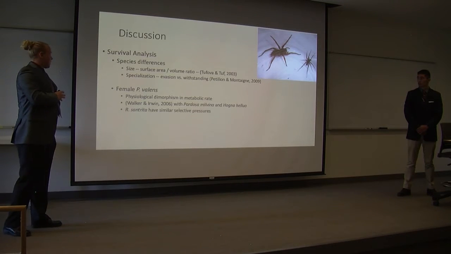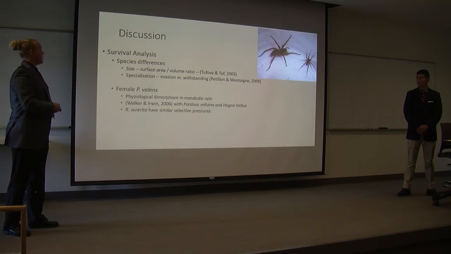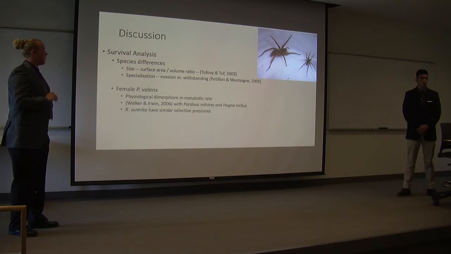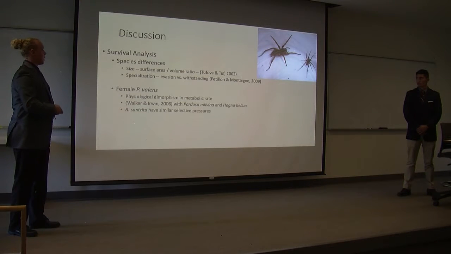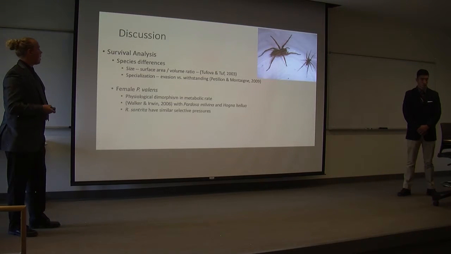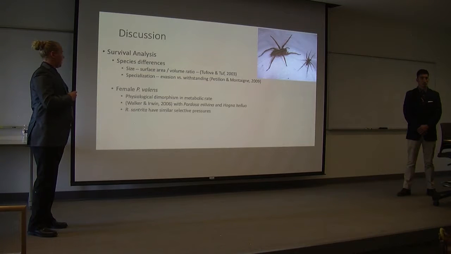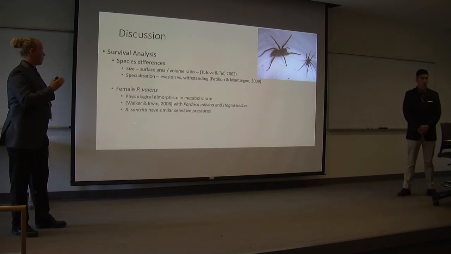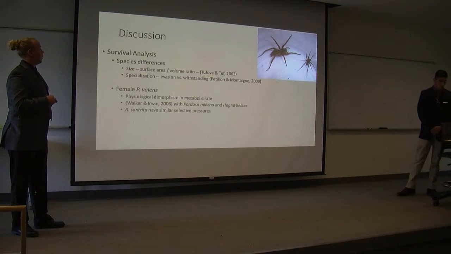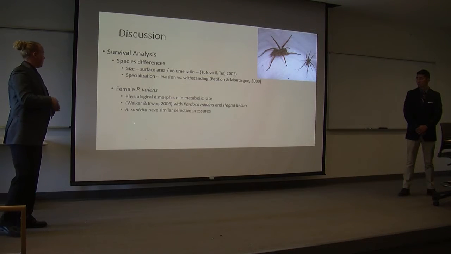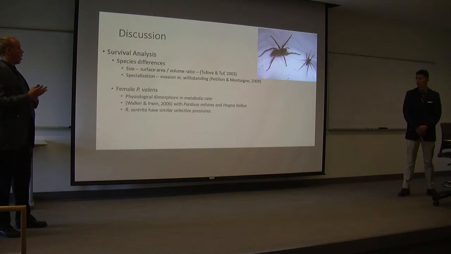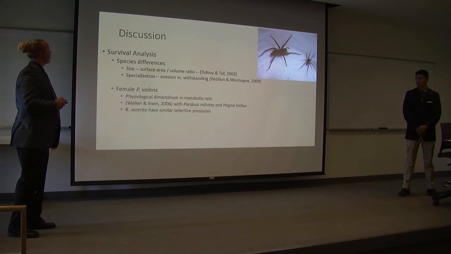A study was done in 2006 by Walker and Irwin, where they looked at 2 comparable species to the species that we looked at, so Pardosa novina and then Hognahelio. The Pardosa obviously being similar to our Pardosa species, and the Hognahelio being similar to the Rabidosa. They also found that the female Pardosa had a lower metabolic rate than the male, and that Hognahelia, similar to our Rabidosa species, didn't have any differences between them. We believe this is because of certain selective pressures that are on the 2 larger species of spider.